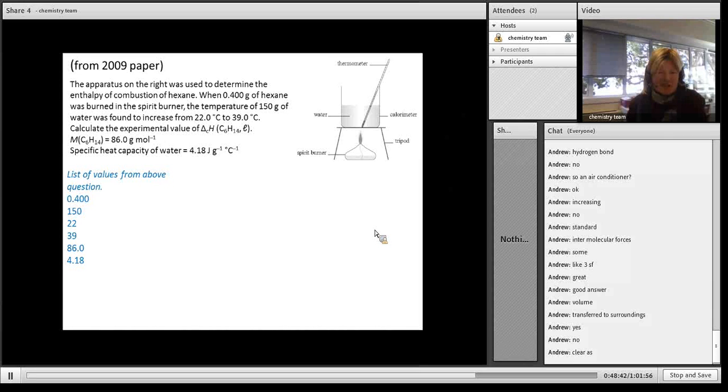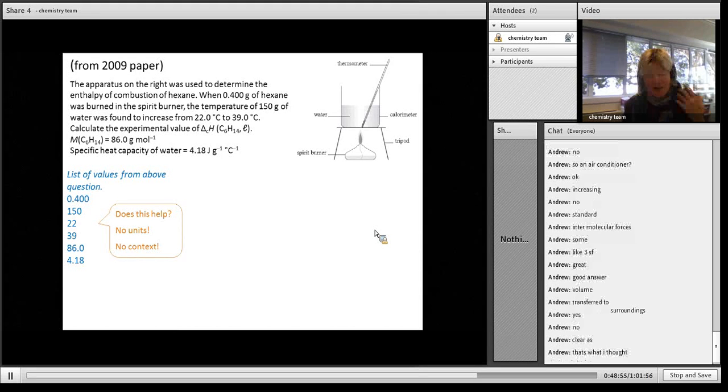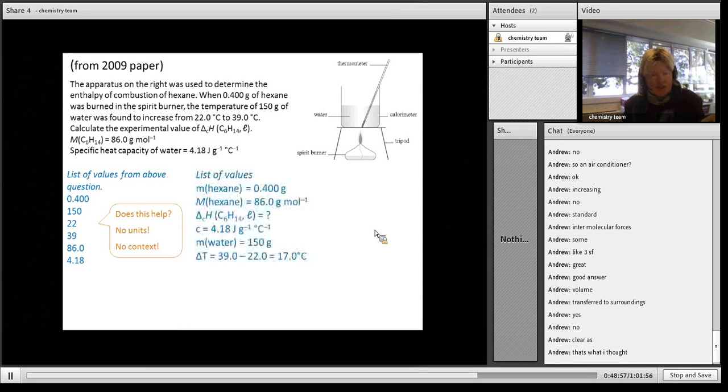Okay, so you're not volunteering an opinion. What I'm trying to highlight here is when you write down your list, give a context. Don't just write down numbers, because if anything, it's going to make you even more muddled. Now, do you notice I don't just say M? Don't just say M, say M hexane, because M could be, did you mean the water? Did you mean the hexane? So if you give a context, I'm talking about M hexane or M water, then it's much clearer.